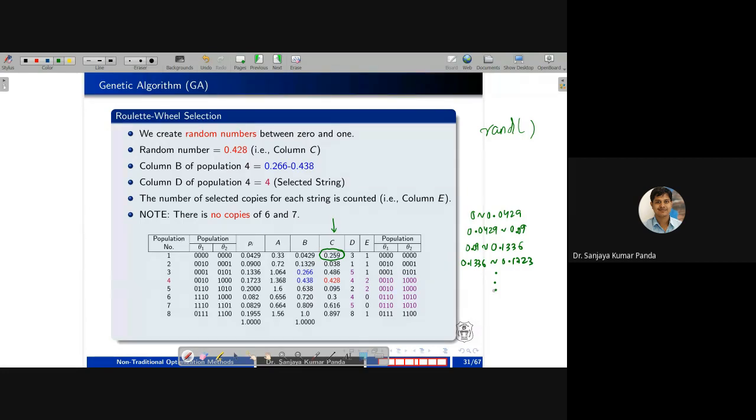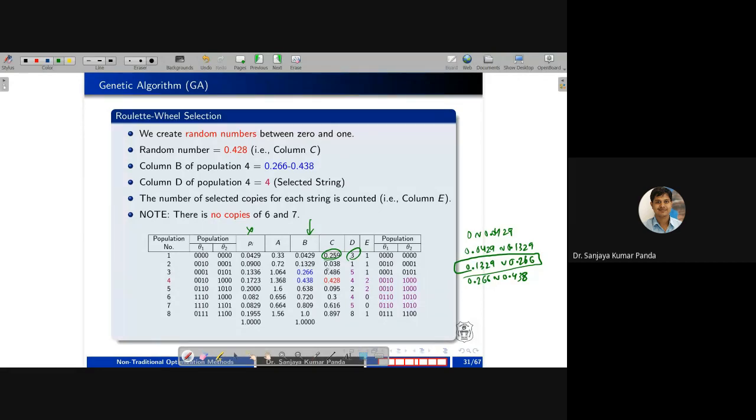Just a minute, I've done a wrong calculation here. You have to check column B, not this PI column. So you check 0.0429, then 0.0429 to 0.1329, 0.1329 to 0.266. These are cumulative probabilities, right? Then 0.266 to 0.438. Now, 0.259 is in the range of this particular population. That's why the population number is written there as 3.